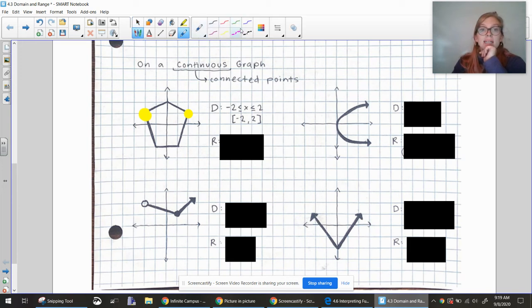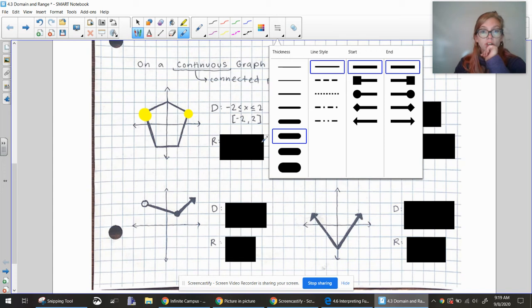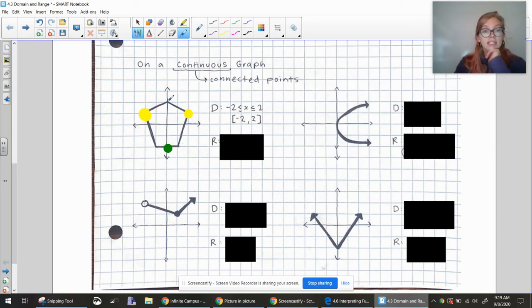Range moves from the bottom to the top. So to find the range, we're going to look at our bottommost point. So even though this whole line down here is the bottommost point, we can click anywhere along that. So I'm going to say from here and the topmost point. So the bottommost point here is going to be at -2. The topmost point is at +2.